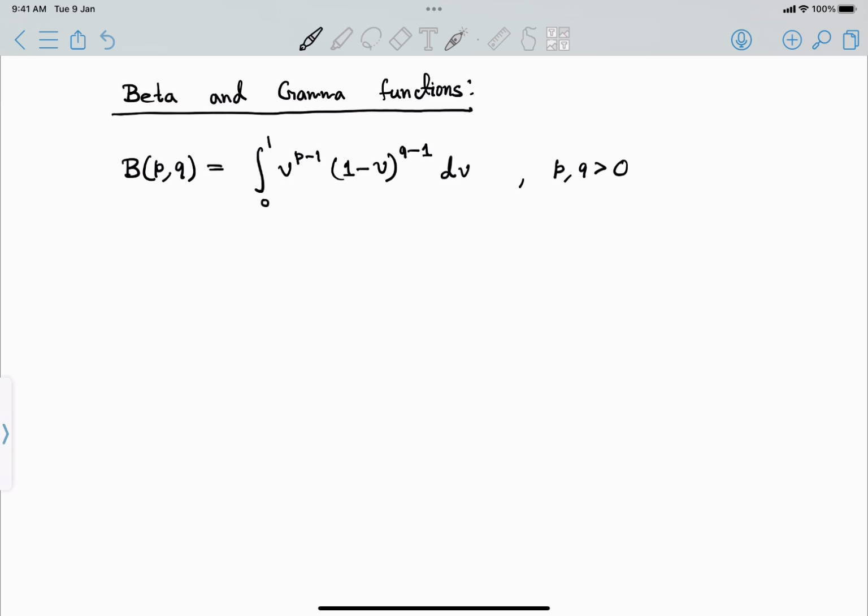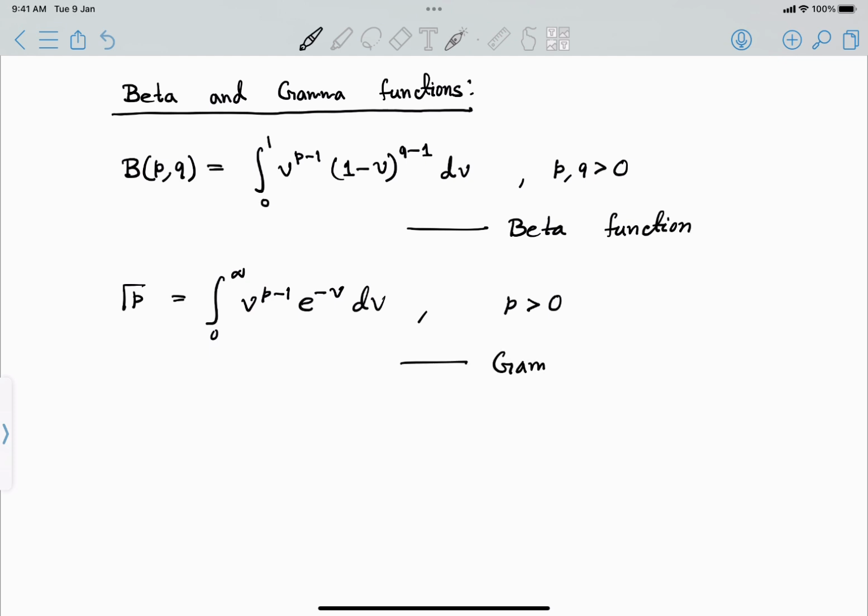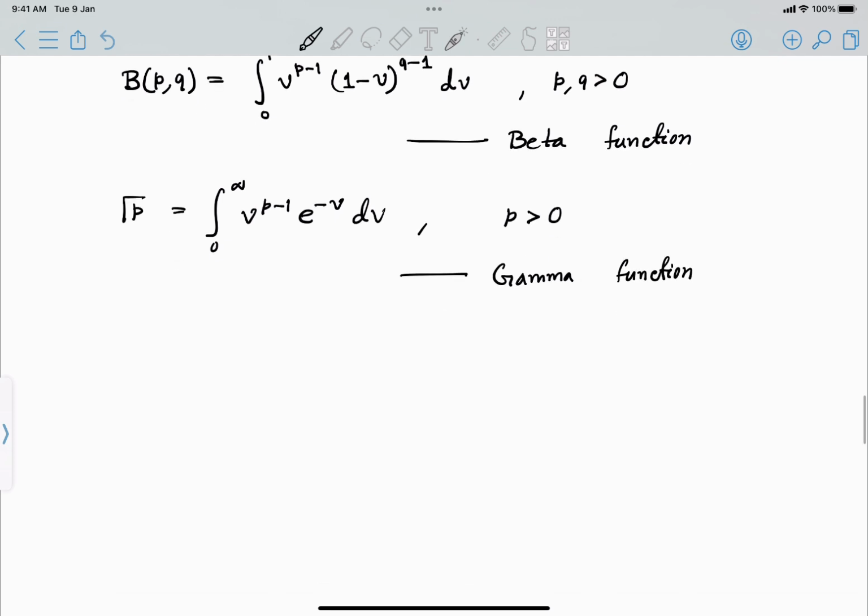And what is the gamma function? Gamma of p is defined as the integral from 0 to infinity of v to the power p minus 1 times e to the power minus v dv, and this is also for p bigger than 0. So this is called the beta function, and this is called the gamma function. And there is a relation between the beta and gamma functions. So what is this?